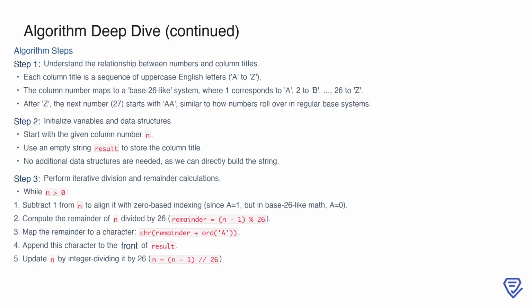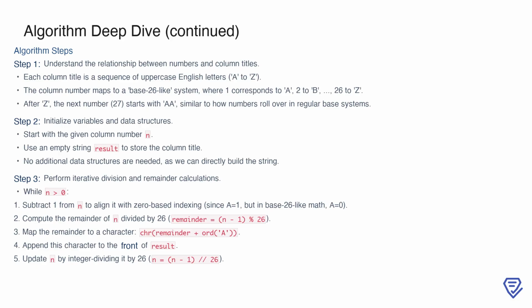To implement this, we start with the given column number, which we'll call N. We use an empty string, result, to store the column title as we calculate it. No additional structures are needed since we can build the result string directly. The key operations involve repeatedly performing division and remainder calculations. First, we subtract 1 from N to adjust for the difference between 1-based indexing and 0-based calculations.